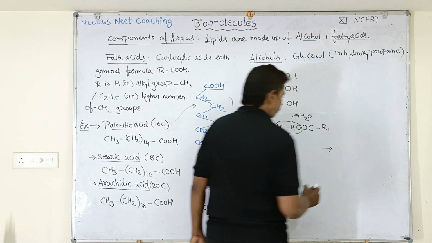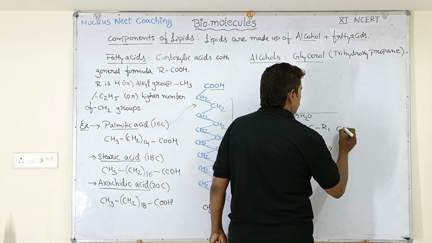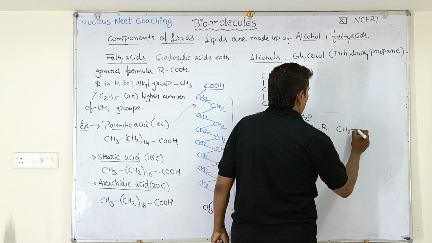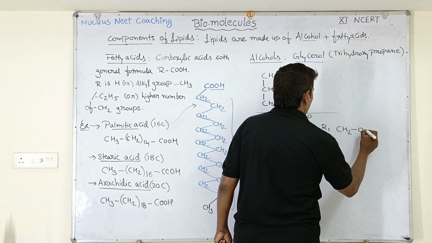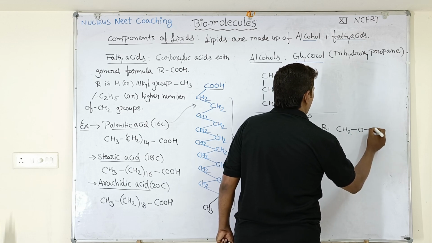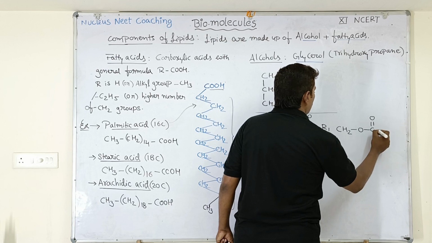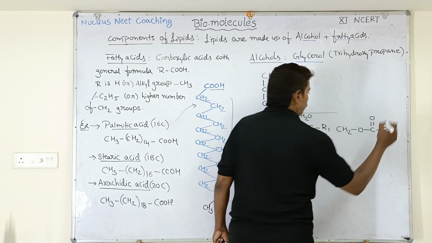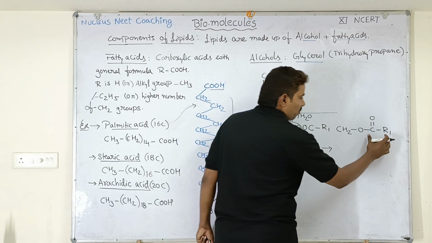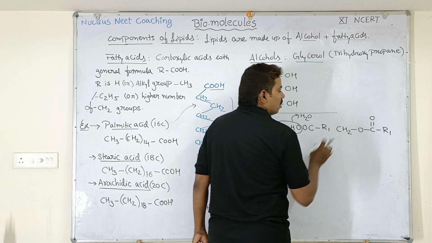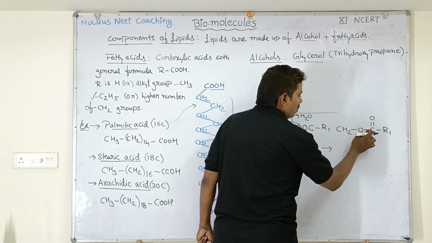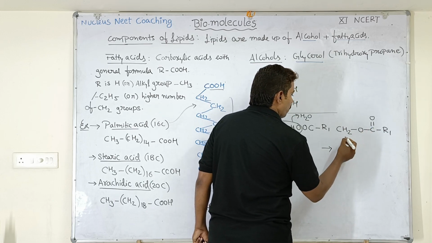Look here, CH2, O, carbon double bond O, R1. Okay, so this is the fatty acid. It is attached to the first carbon by an ester bond. This is the ester bond.